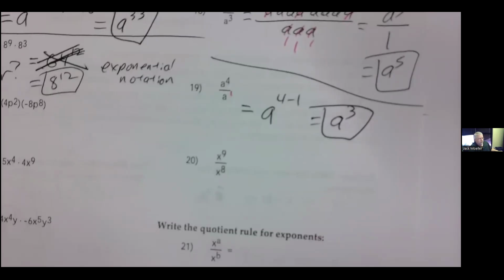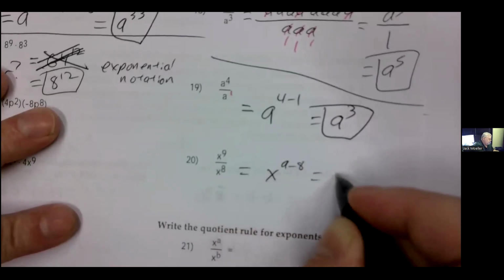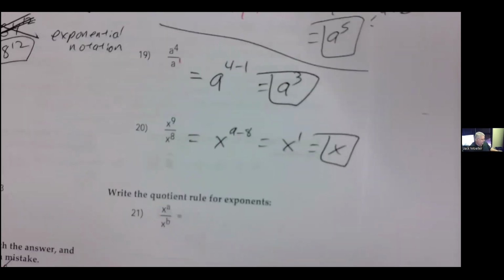So what would the answer be on 20? X to the ninth divided by x to the eighth. 9 minus 8 for the exponent, so x to the first, or just x. Pretty straightforward, hopefully. And so what gets messy is once we start mixing all these in.